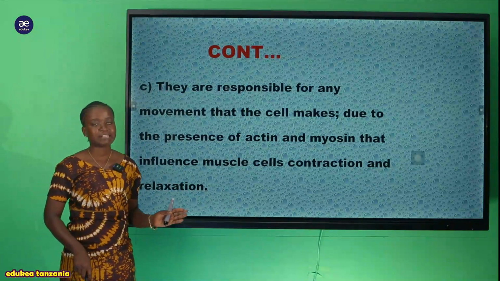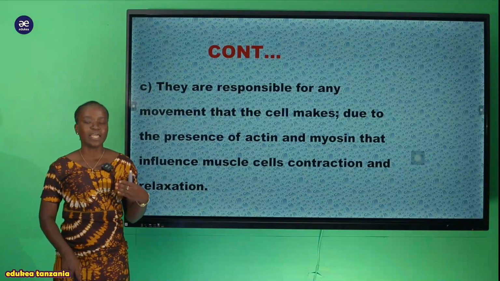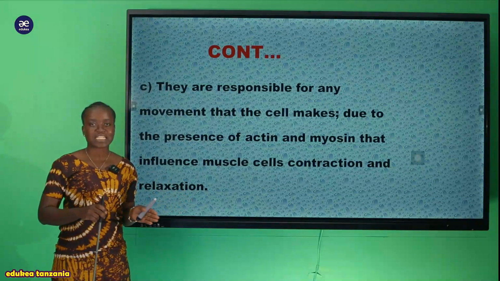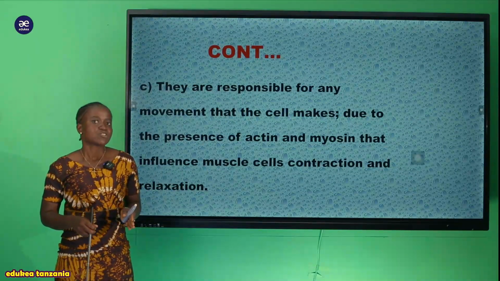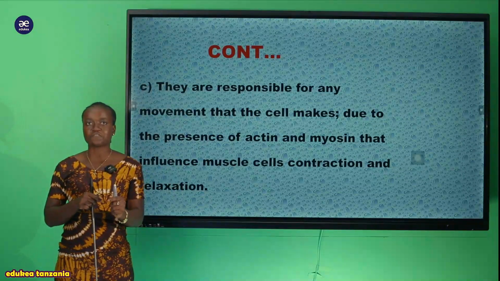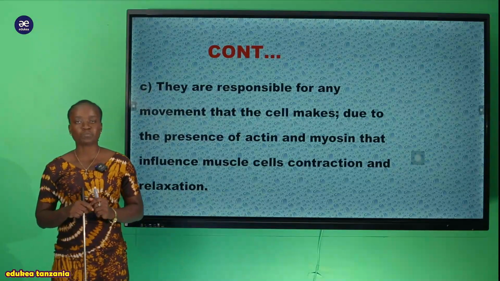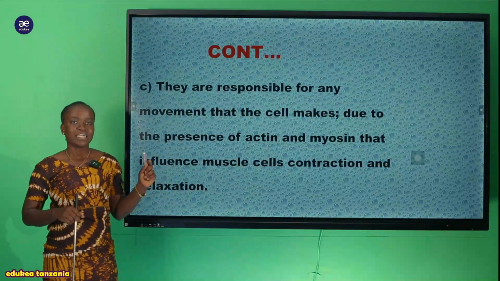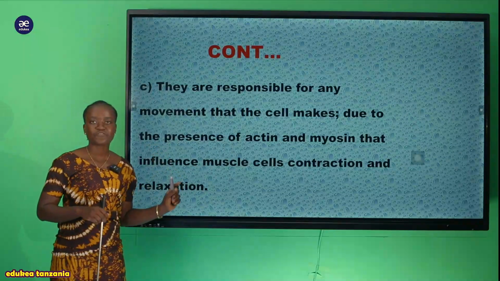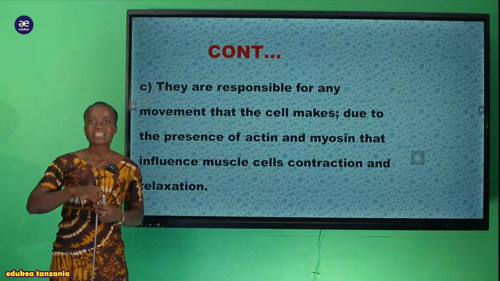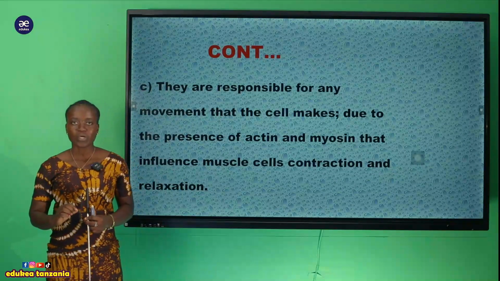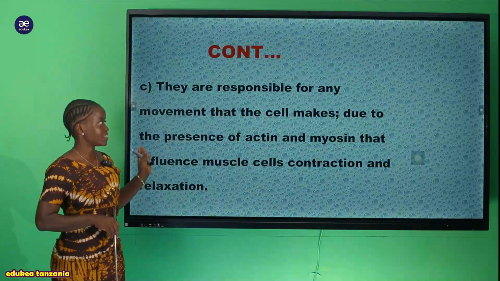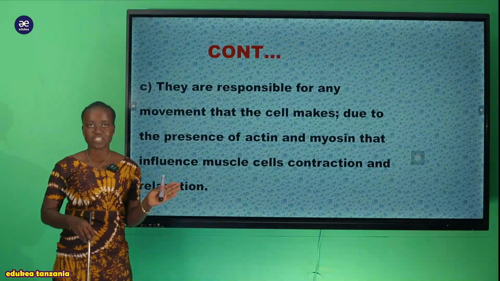So the contraction and relaxation that is occurring within an animal or within a plant, here we are talking about the muscles, and only animals contain muscles. So now the contraction and relaxation of muscles is what brings about movement of a cell from one place to another. So due to that, we say that this microfilament has a great function, because it helps a lot in the movement of a cell from one place to another. So that is all about the function of this microfilament.